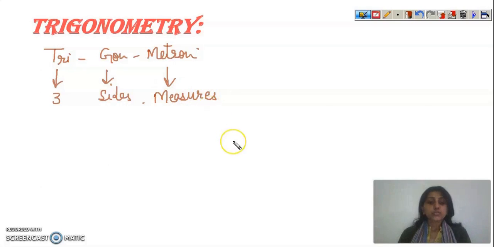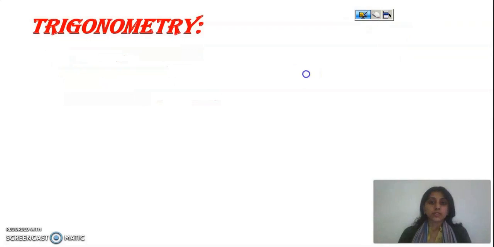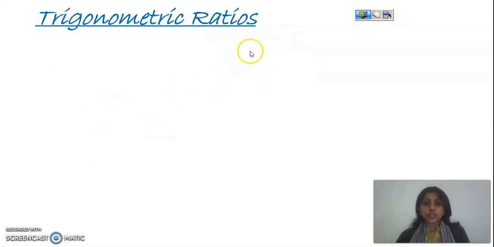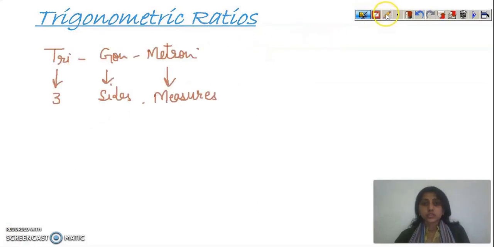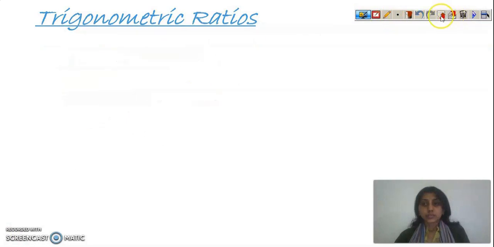It is also useful in the field of astronomy, physical and engineering sciences, navigation and many more. So let's now have a quick review of trigonometric ratios. I am assuming that you are all aware. We are going to learn how we can apply them in real world problems. Trigonometric ratios, as we discussed, are associated with the sides of a right angle triangle.